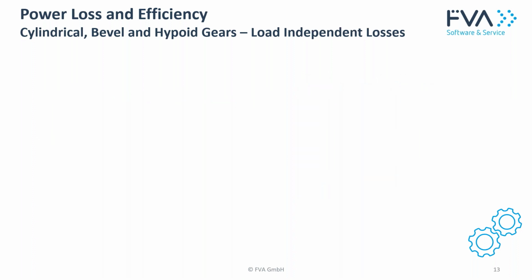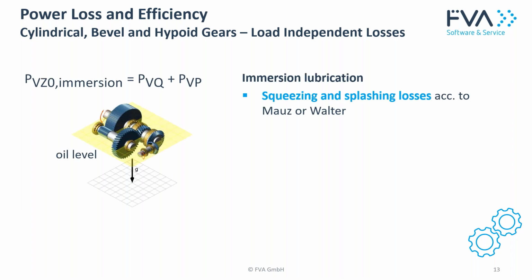For the load-independent power losses of the gears, the type of lubrication is important. On one side, we have immersion lubrication. It consists of squeezing and splashing losses and can be calculated according to Mautz or Walter. Squeezing losses result from too much oil in the gear mesh, which will be squeezed out during the gear meshing. Splashing losses result from the teeth of the gears submerging into the lubricant. We now have the option to visualize the global oil level in the 3D graphic.